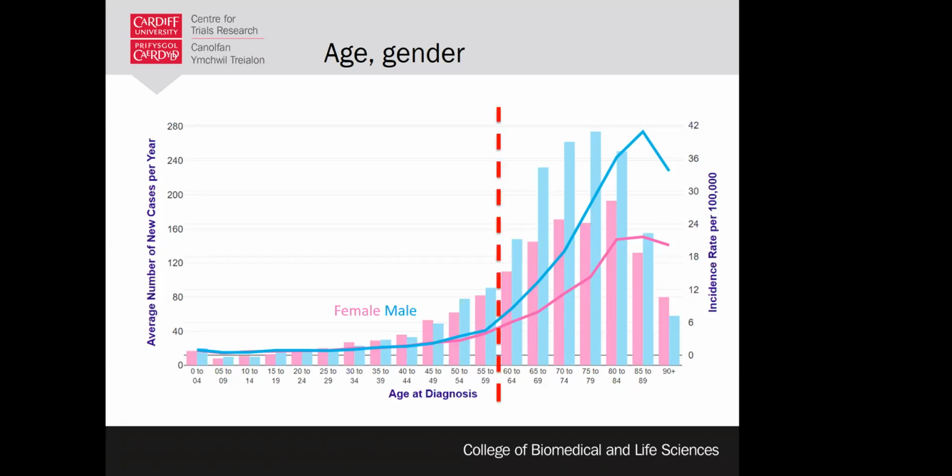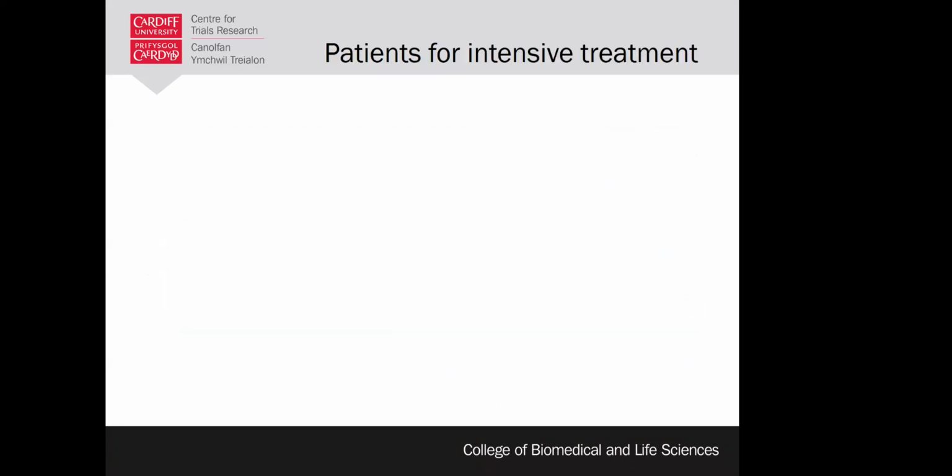We tend to split the AML population into over 60s and under 60s. That's a bit of a traditional throwback that we're trying to break down. Under 60s will all receive intensive chemotherapy. Over 60s, more and more, with an aging population and a fitter aging population, elderly patients will receive intensive chemotherapy, but there are a large number who are too frail and receive non-intensive chemotherapy. So we've got different approaches for those two different populations.